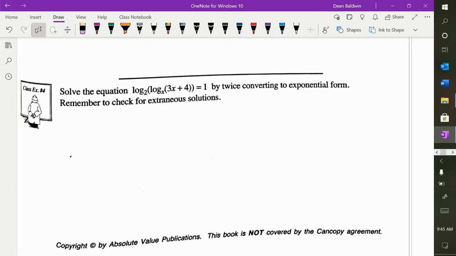So you are going to see a question like this on your test. A log inside of a log with a bunch of other stuff equals something else. You did this on your quiz last week. What's the only thing you can do?